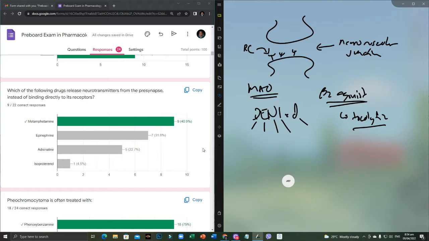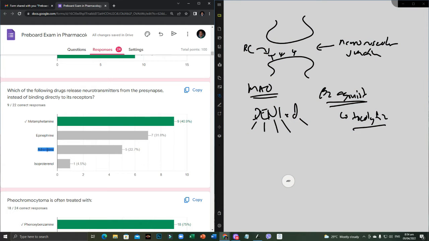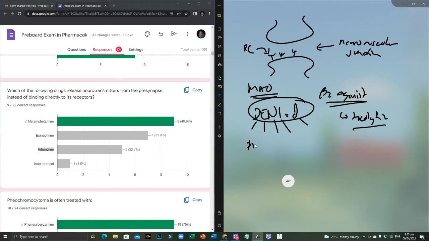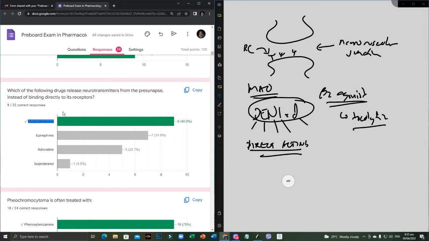Next question. Which of the following drugs release neurotransmitters from the presynapse instead of binding directly to its receptor? So we're looking for a drug, class, that is an indirect acting sympathomimetic drug. So epinephrine, also known as adrenaline, and then isoproterenol, class, part of the DENDI. Di ba sabi na, these are the direct acting. So meaning they bind directly to their respective receptors. So the only drug here, class, that is indirect acting would be methamphetamine, a derivative of your amphetamine.